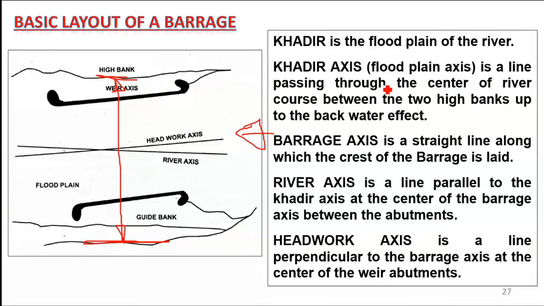What is the Khadir axis? It is an imaginary line passing through the center of the two high banks. This is one high bank of the river, and this is the other high bank of the river. If I draw the center line like this, that is the Khadir axis.